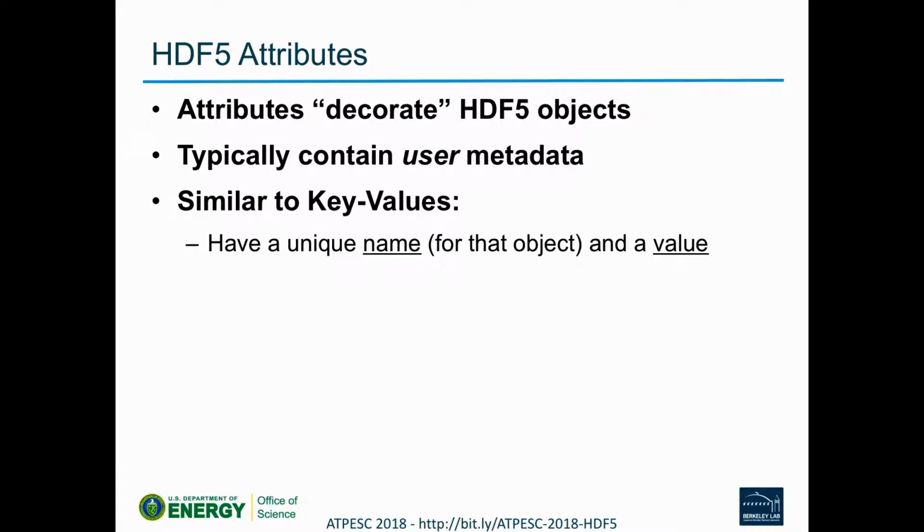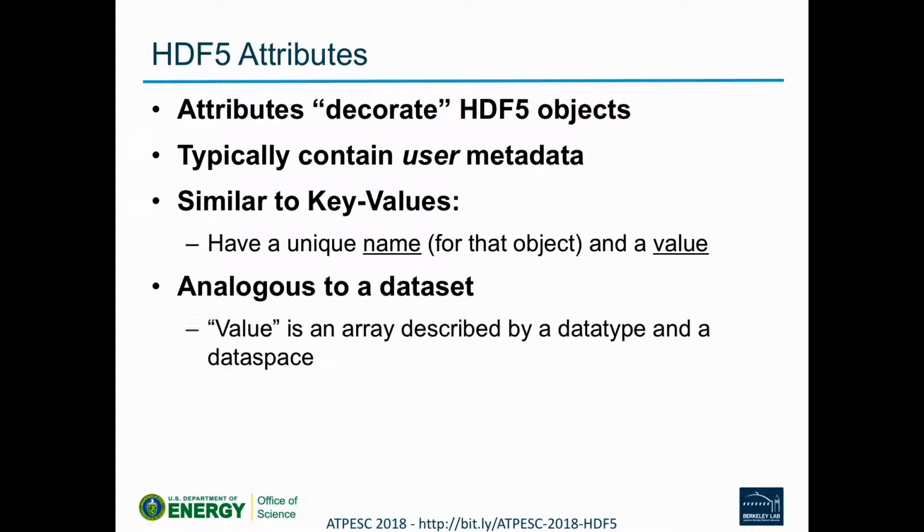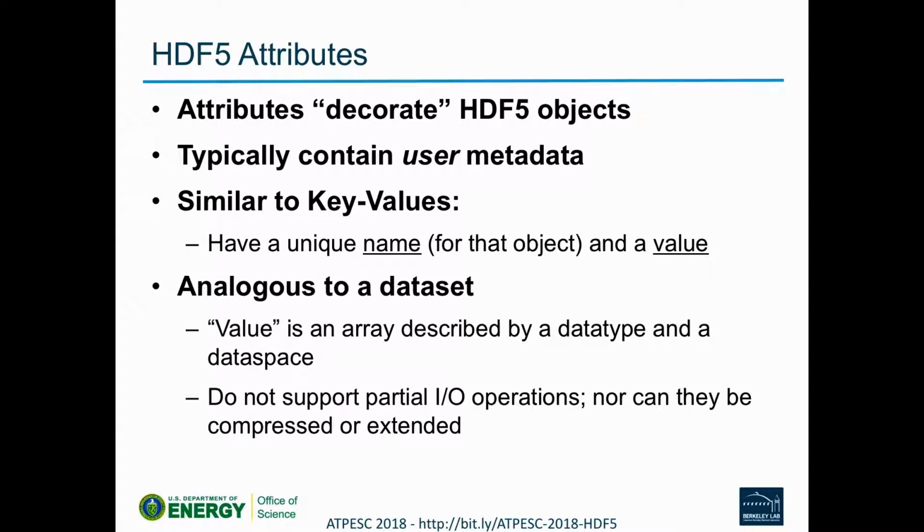They're very similar to key values. Each attribute has a unique name for that object, so you can have the same attribute name across a lot of your objects in your file. And a simple value. It's an array, just like data sets are, but they're small. They're designed to be, as I say, metadata, lightweight things that you attach to another object in the file. We don't support partial I/O on them. You can't compress them. You can't extend them. They're just a little block of data that says, hey, I compiled this on this system at this date.